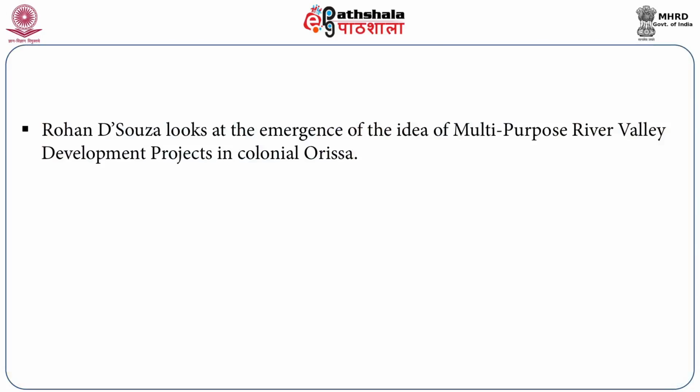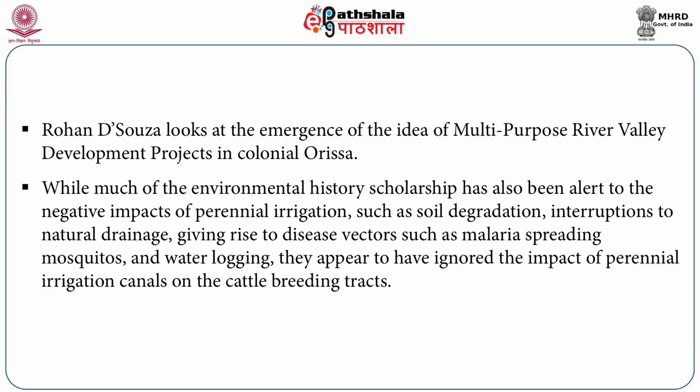Rohan D'Souza looks at the emergence of the idea of multipurpose river valley development projects in colonial Orissa. While much of the environmental history scholarship has also been alert to the negative impacts of perennial irrigation, such as soil degradation, interruptions to natural drainage, giving rise to disease vectors such as malaria-spreading mosquitoes, and waterlogging, they appear to have ignored the impact of perennial irrigation canals on the cattle breeding tracts.